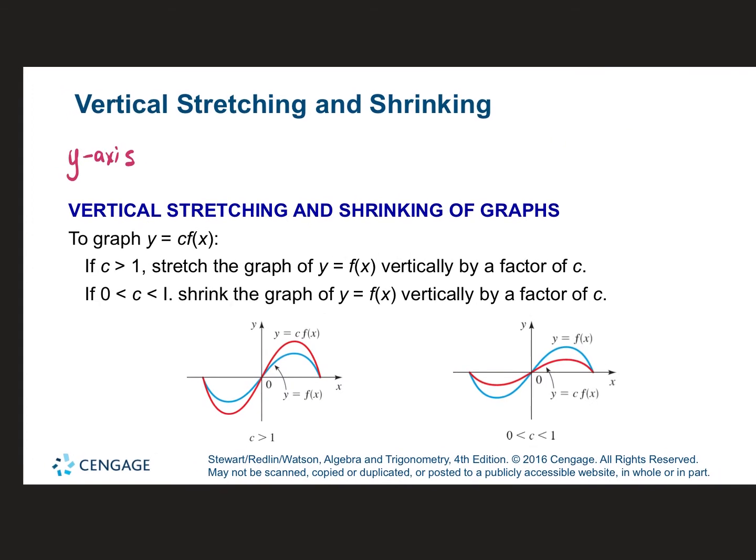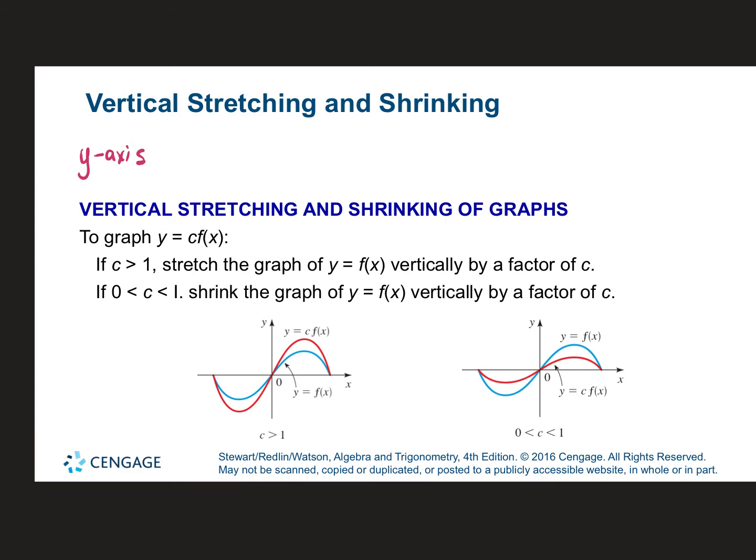When we talk about vertically stretching or shrinking, that's when you multiply something on the outside. It's multiplying in front of the function. So if it's a number greater than 1, it's a vertical stretch. If it's between 0 and 1, it's a vertical shrink. When you guys are telling me your transformations, you can't just write stretch or shrink. You have to tell me if it's vertical or horizontal as well.